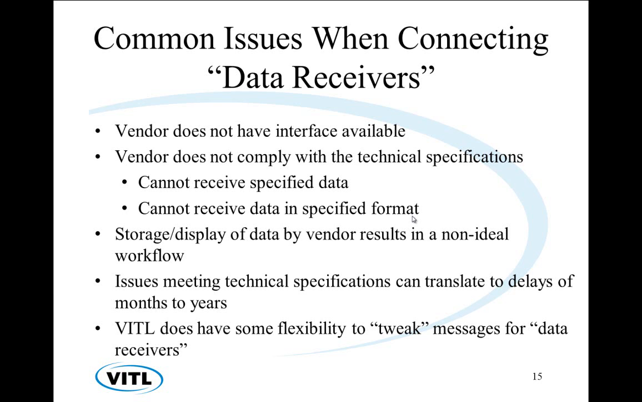On this side, the data receiver side, VITL does have a little bit more flexibility to tweak messages for the data receivers. So we receive all of the data from the data providers. Hospitals send us data, and we try to normalize it a little bit. And then when it comes out, sometimes the receiving EHR says, I can receive everything that you're sending me, but I'm really having a problem with this one field. Can you do something about that? And we do have a little flexibility to tweak it and massage the data so that it fits nicely into the EHR.